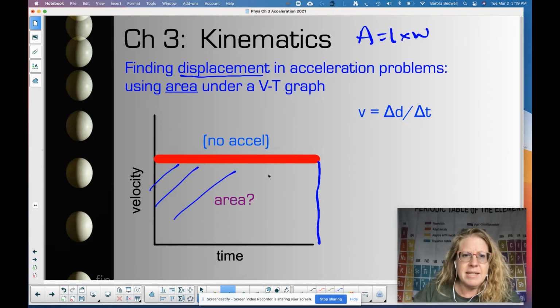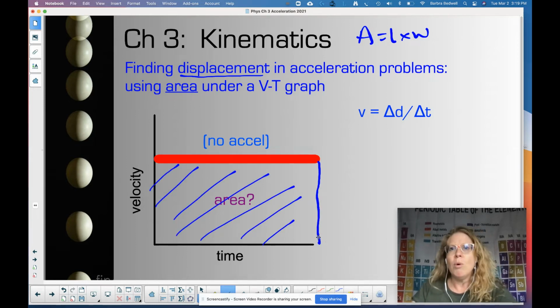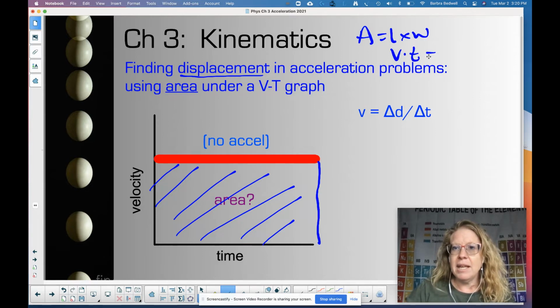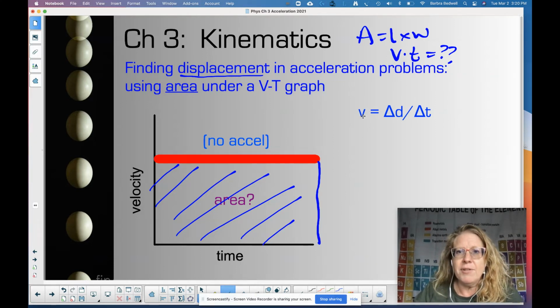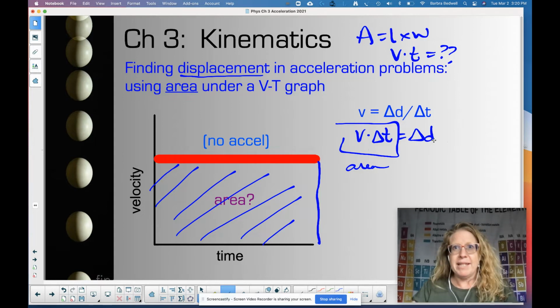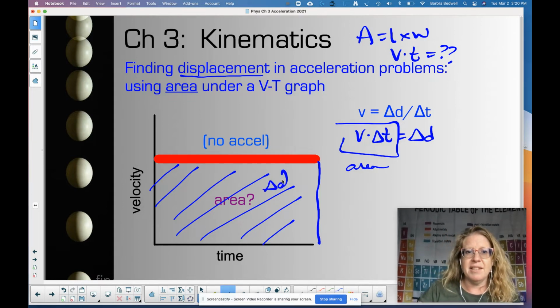Imagine that this is the area under this graph. Well, what exactly is that? Length times width in this case is velocity times time. V times t equals what? Okay, it's the area of this. Take a look at our equation right here, right? Velocity is displacement divided by time. So let's rearrange this. Velocity times time gives you displacement. This is an area right there. That means that if I have a VT graph, the area under my graph of this rectangle right here is displacement. Hey, perfect. This is delta D right here.